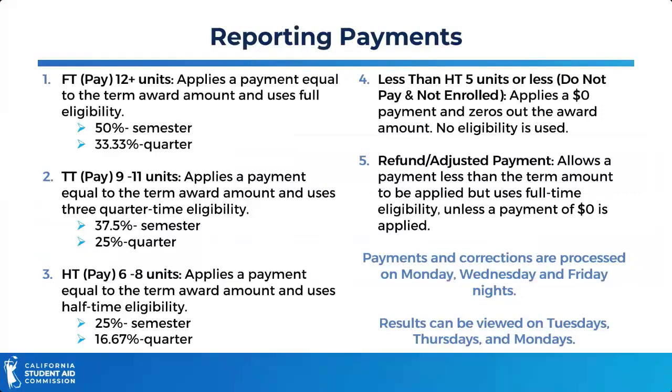The payment process is still the same as it has been in the previous academic year. There are still term level and annual level corrections, but if you notice, the 3/4 time enrollment can now be paid. Now again, like we were just saying earlier, payment and corrections are processed Monday, Wednesday, and Friday nights, with results being viewable on Tuesdays, Thursdays, and Mondays.